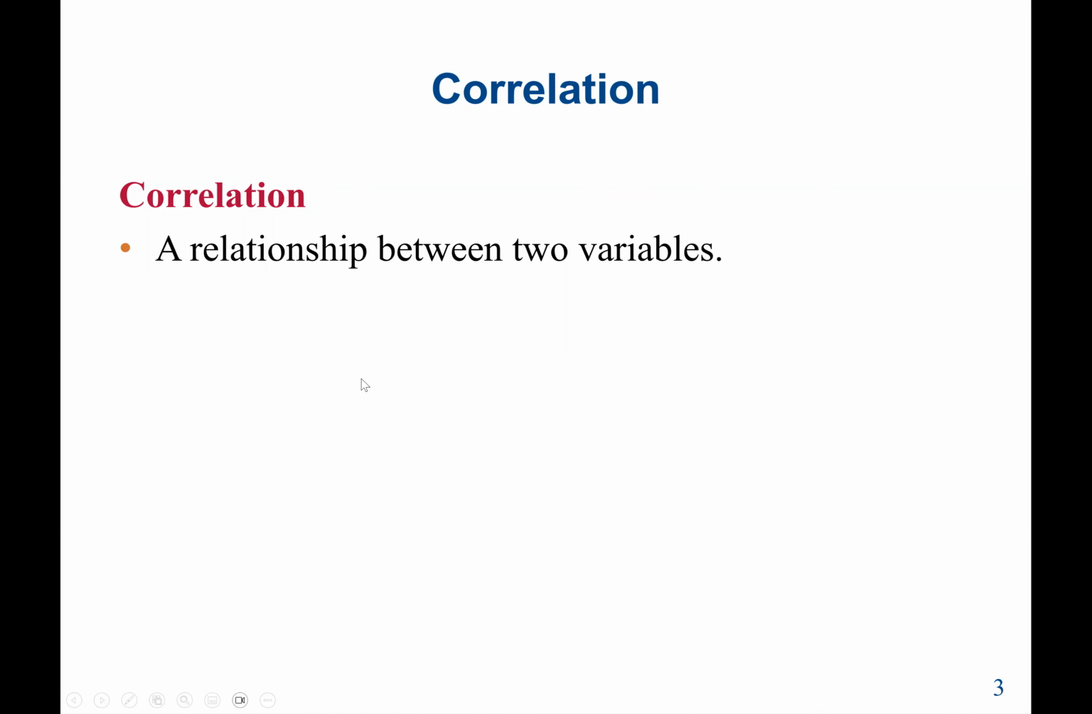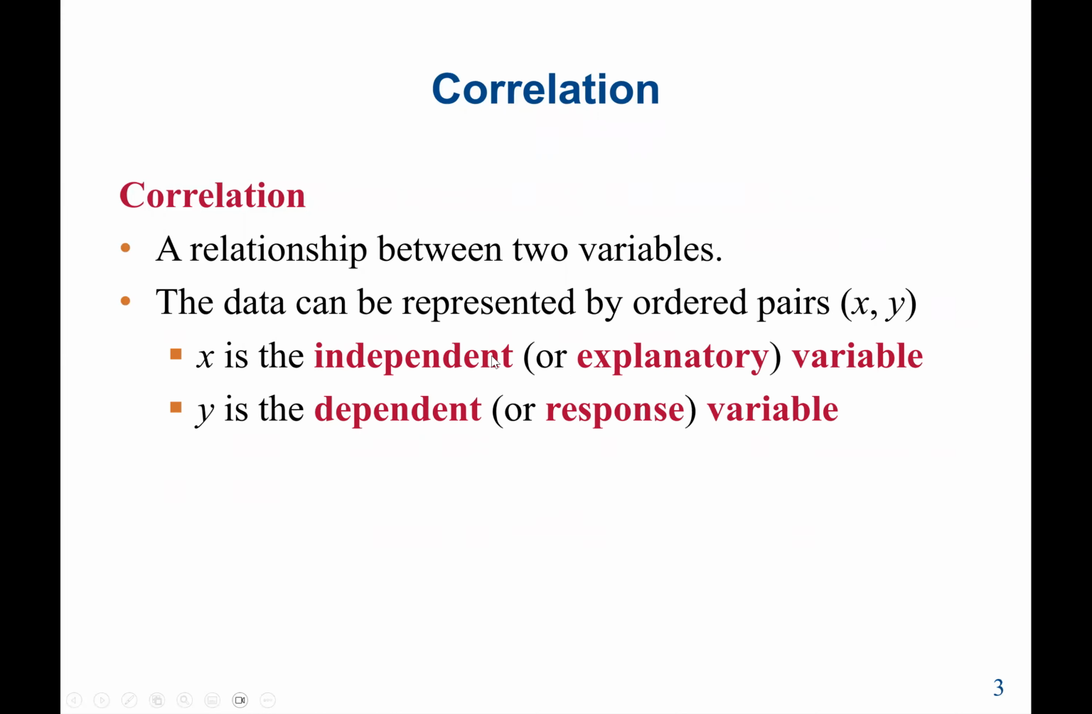Here we say a correlation is a relationship between two variables. So data can be represented by ordered pairs, X and Y. Now, X will be the independent variable and Y will be the dependent variable, which means X determines Y if there's a relationship between X and Y.